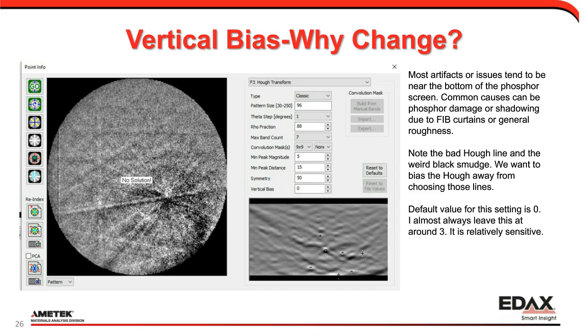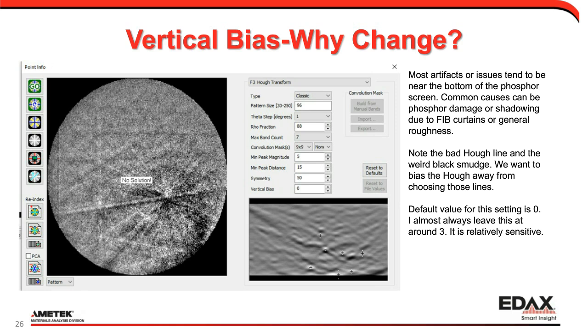Now, what we can see here is I also have this one right here on the bottom. I probably should have circled it. This is a bad Hough line. I also have this weird black smudge over here on the right side of the pattern. And what I want to do is bias the Hough away from choosing those as lines. So I can take this vertical bias value and increase it a little bit, and it'll basically say, hey, bias my Hough lines towards higher level lines, so away from the bottom. I usually change this vertical bias by default for almost all my work to around 3%, and it just helps me give a better coverage over the whole area.